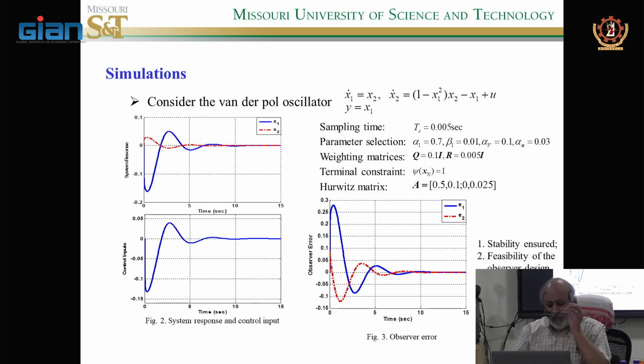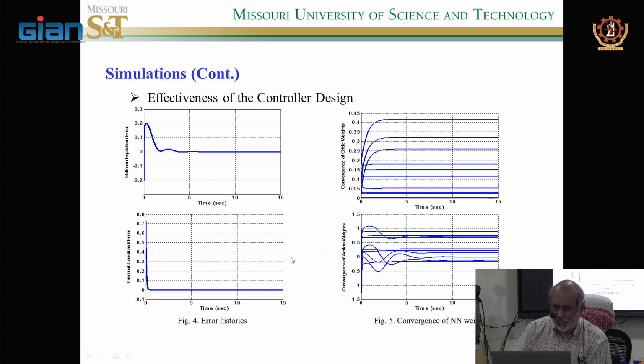Okay, so you take a Van der Pol oscillator, a different example. A Van der Pol oscillator, x1 dot equal to x2, x2 dot equal to this, y equal to x1. You discretize it, and you can plot that. And the A matrix is given here, and you can see all the eigenvalues are within the unit disk. So you show the observer errors converge, you show the system response and control input converge, and you can show the Bellman error converges, the terminal constraint error converges, the weights also converge.